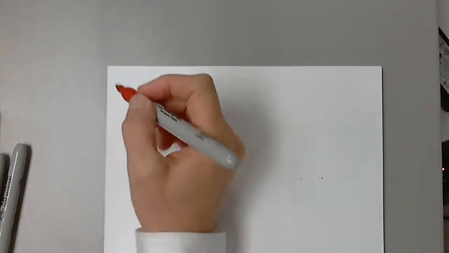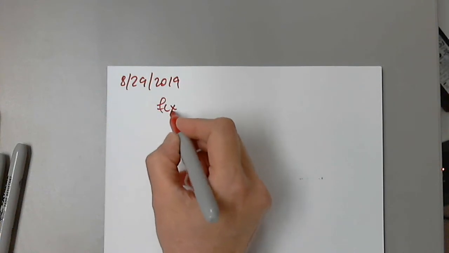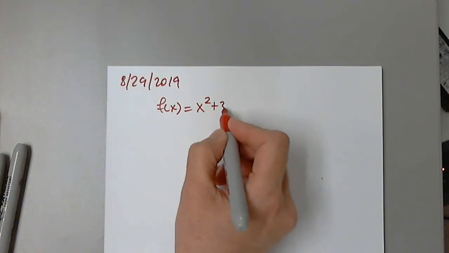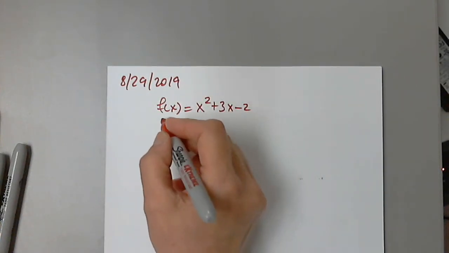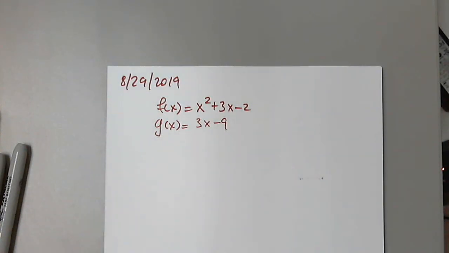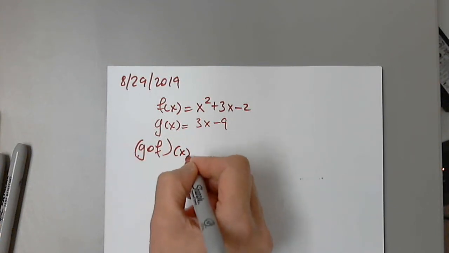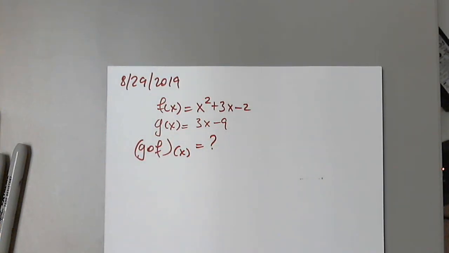Number 10. In number 10, we're given two functions, f of x equals x squared plus 3x minus 2, and g of x equals 3x minus 9, and we're asked to find g comp f of x. Anyone remembers what this notation means and what we need to do?